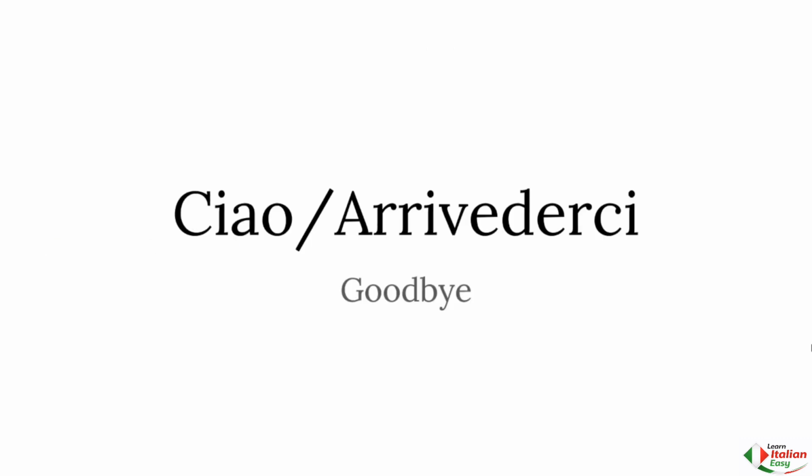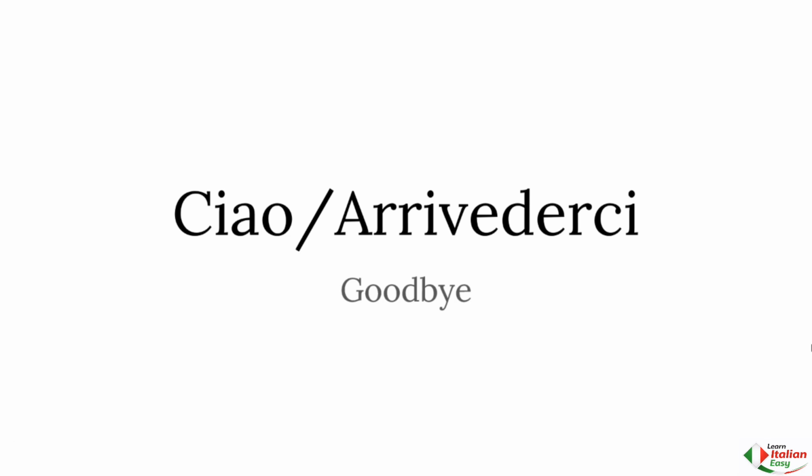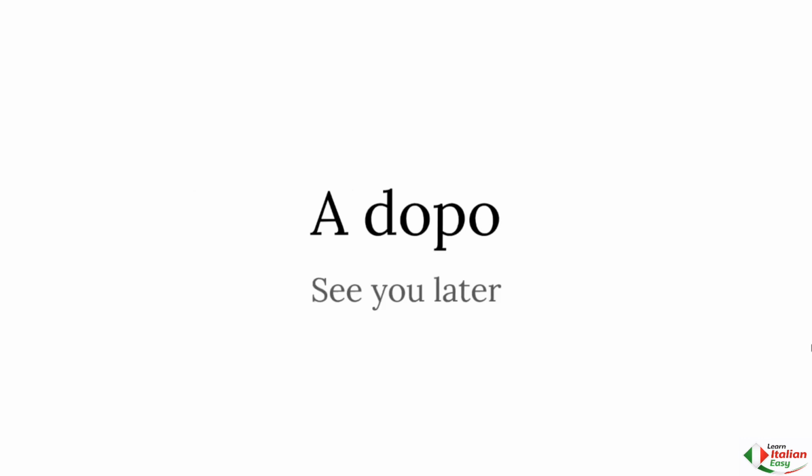Perfect, great. So then, do you remember how to say goodbye? Do you remember that we have two possibilities? Ciao, so you use ciao both when you're coming and when you're leaving. So as hello and goodbye as well. But it's a friendly way to say goodbye. The other option is arrivederci. That is a little bit more polite and formal. Okay? Perfect. See you later is a dopo.